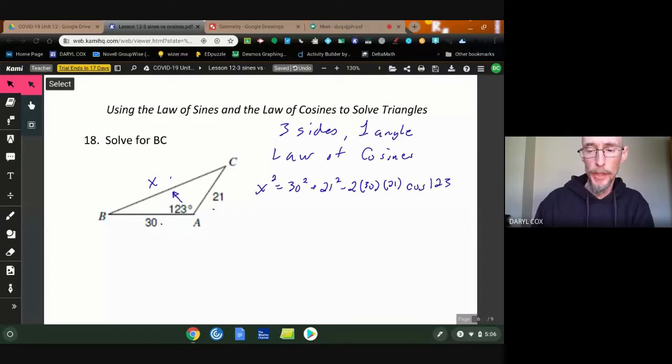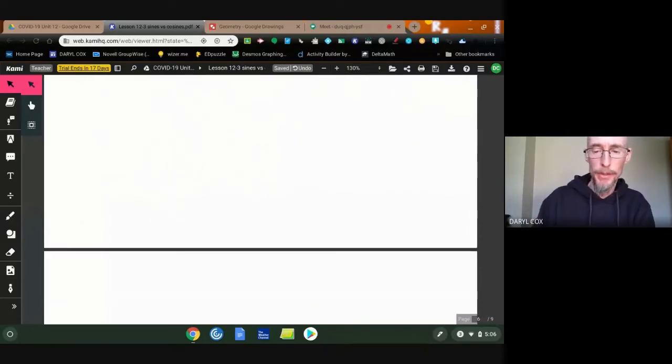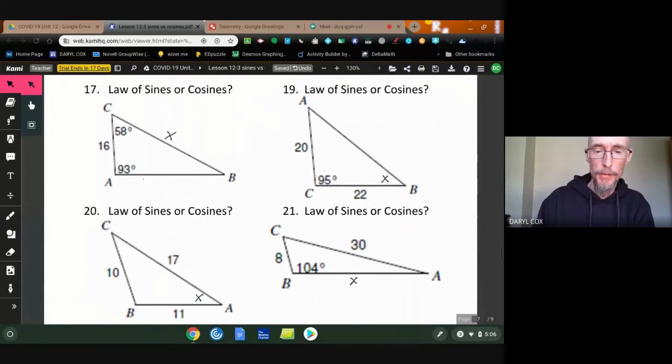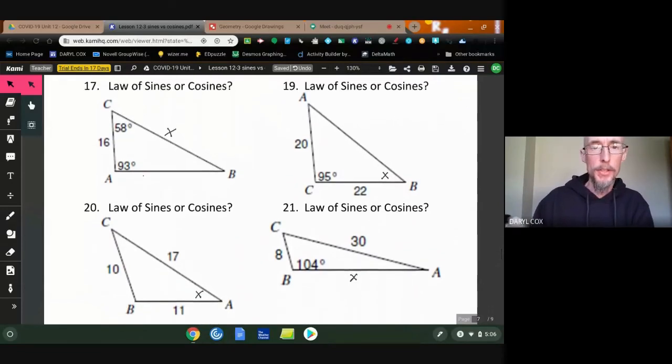All we're trying to do is figure out which law we're using when. We already know how to do the laws. So that's what I want you to do for these 4 problems. If you're going to solve for X, just tell me which law you would use.